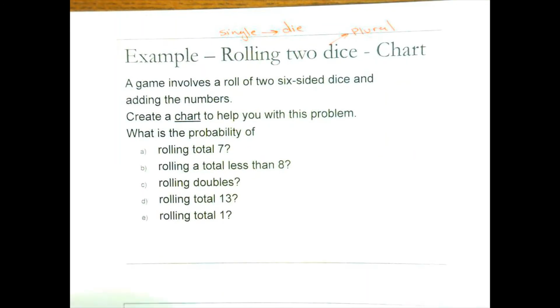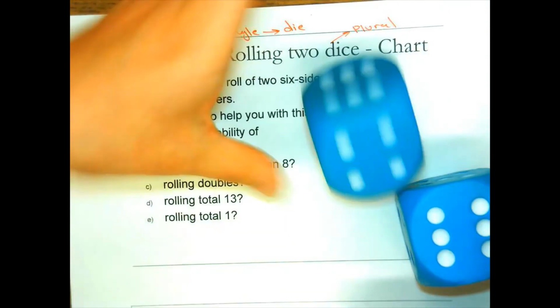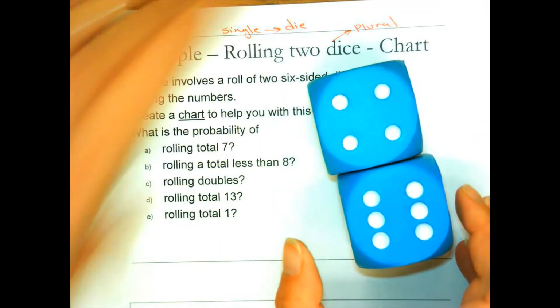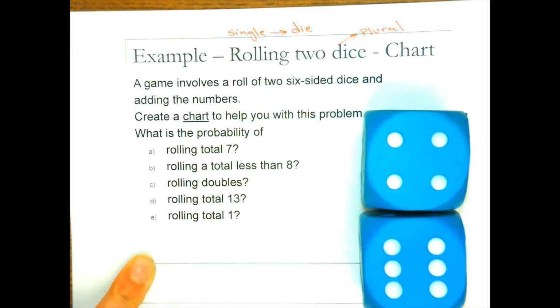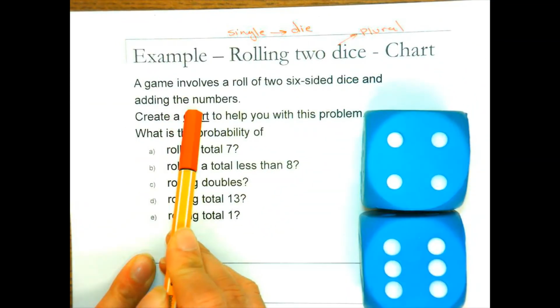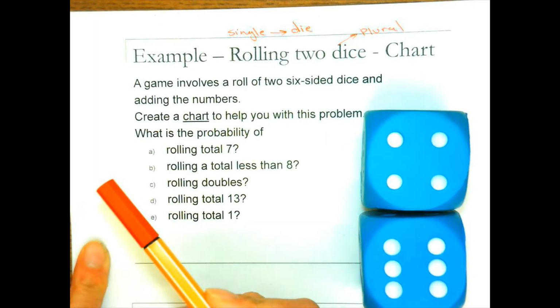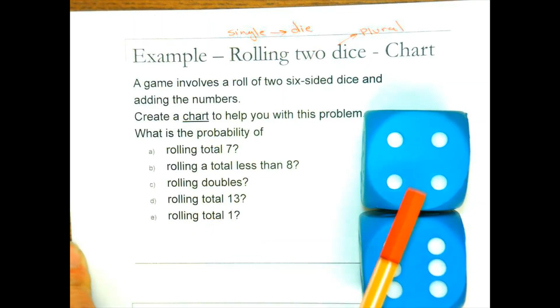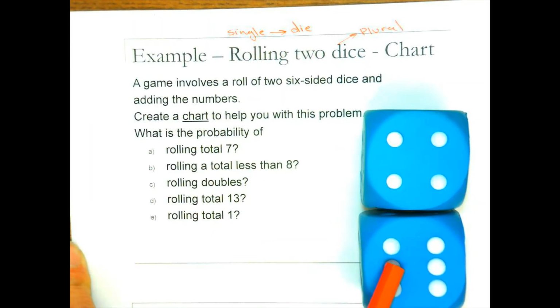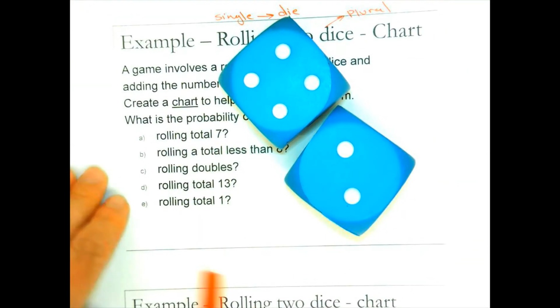So the game is, you roll 2 dice at the same time, and then you add the numbers. There are many board games that you've played, and that's how it is. So for example, in this case, your sum will be 10. Or in this case, it's going to be 6.